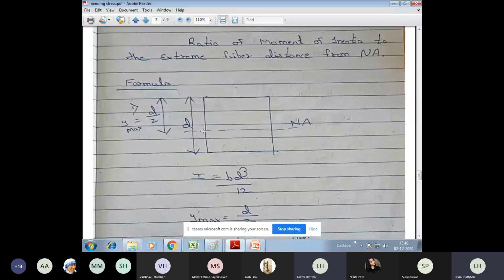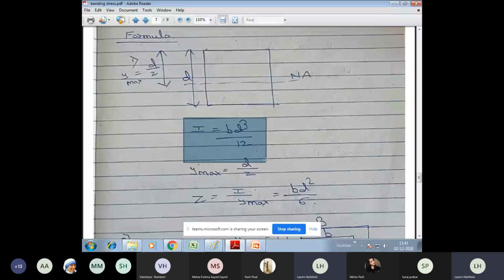Now, can you tell me what is the moment of inertia I? You know that in the first year you learned the moment of inertia for a rectangular section, I is equal to BD cube by 12 or DB cube by 12, depending on where you are applying the load. So if this is your load, then the dimension parallel to the load becomes your D.